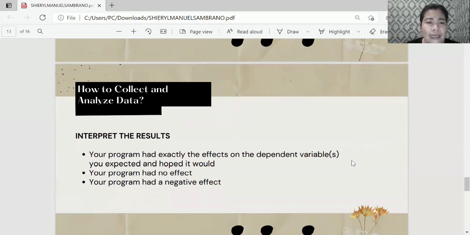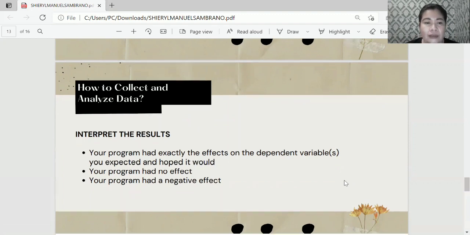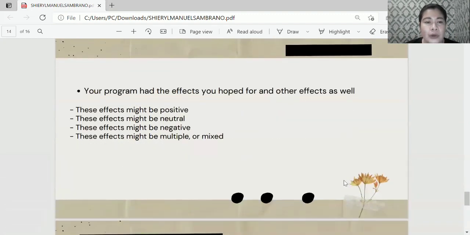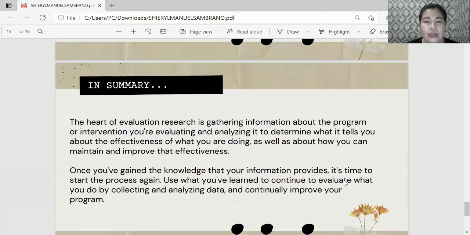How to collect and analyze data? Interpret the results. Your program had exactly the effects on the dependent variables you expected and hoped it would. Your program had no effect. Your program had a negative effect. Your program had the effects you hoped for and other effects as well. These effects might be positive, might be neutral, might be negative, or might be multiple or mixed.